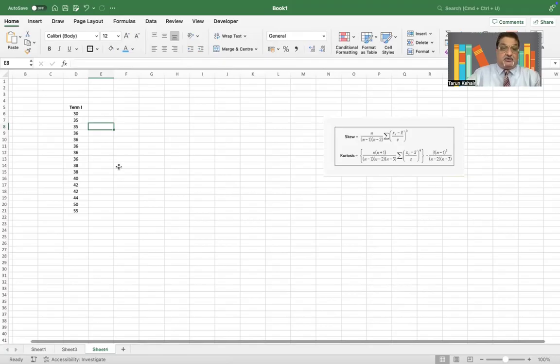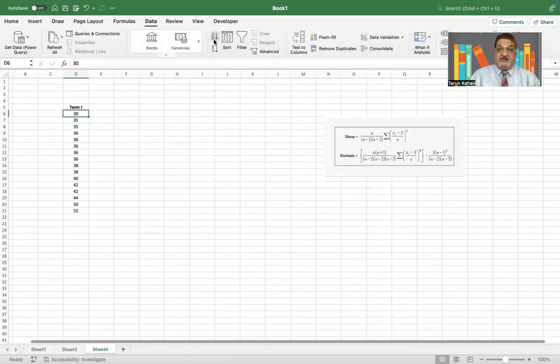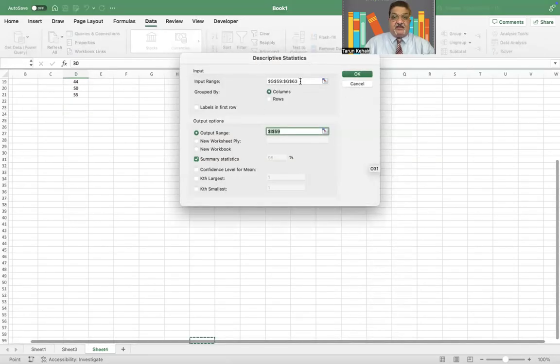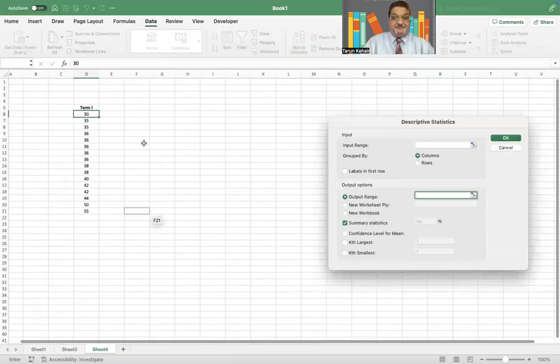Okay. So for doing that, the first thing we will need to do is go to data. There is something called descriptive statistics. So I'm going to take descriptive statistics here, and I'm going to take the input range, which will basically give me all the statistics about this distribution: the mean, median, mode, skewness, kurtosis, everything.